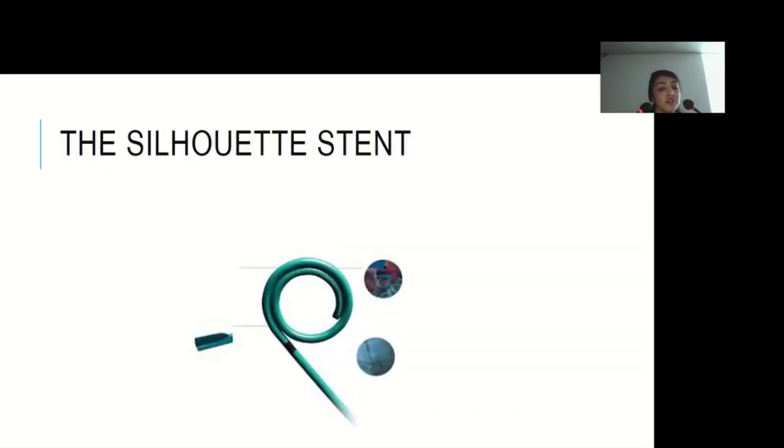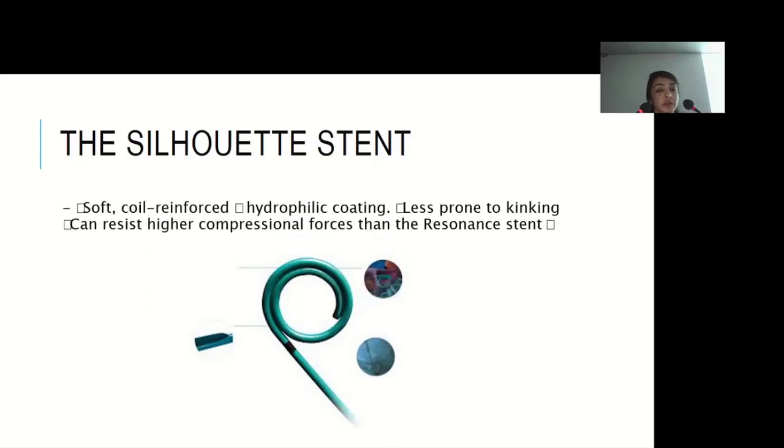This is another sort of metallic stent where the coils are very lightly pegged compared to the previous resonant stent. This stent gives us high flexibility and better drainage than the previous resonant stent.